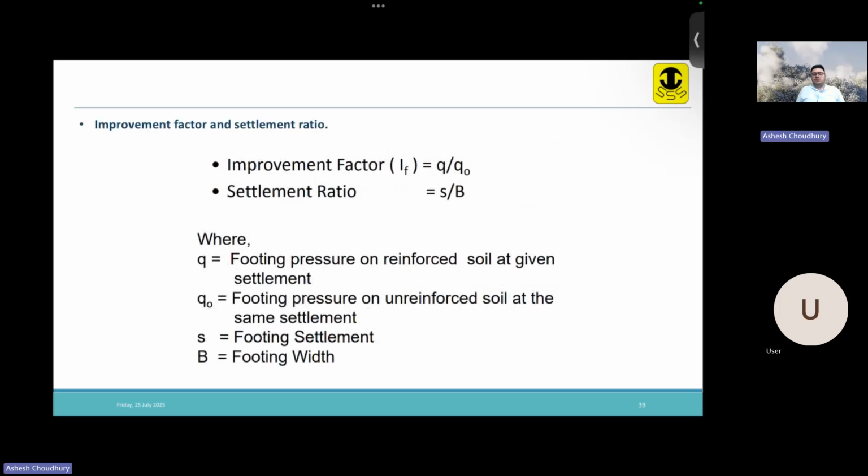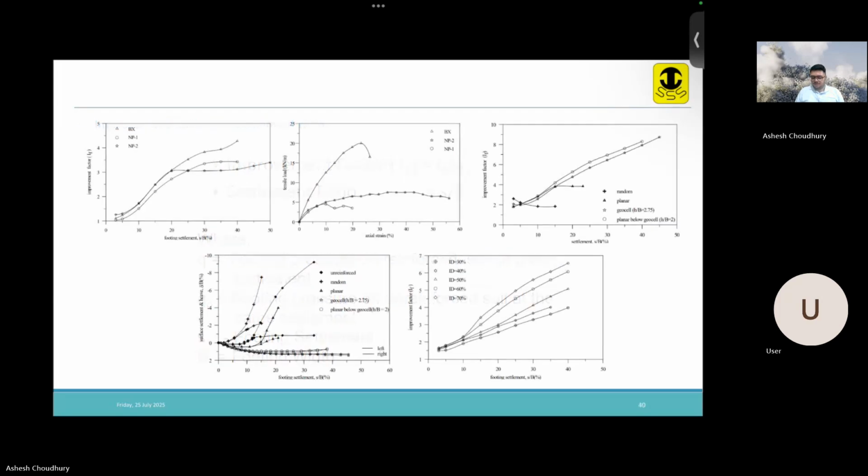Next, you have the improvement factor. So you define some terms. The improvement factor, or IF, is nothing but q by q naught, where q is the footing pressure on reinforced soil at a given settlement, and q naught is the footing pressure on unreinforced soil at the same settlement. It means at the same settlement, what is the footing pressure on unreinforced soil, and what is the pressure on the reinforced soil. That is the improvement factor. And settlement ratio is the footing settlement divided by the footing width.